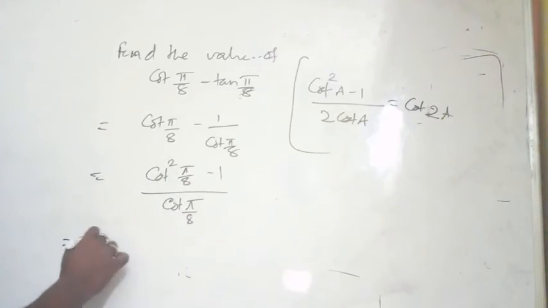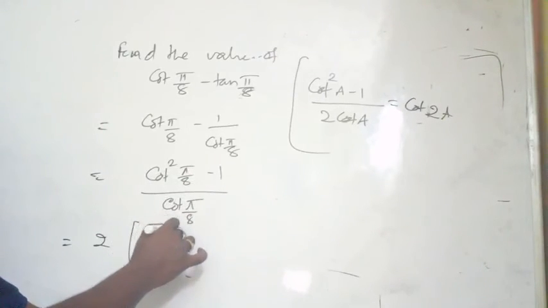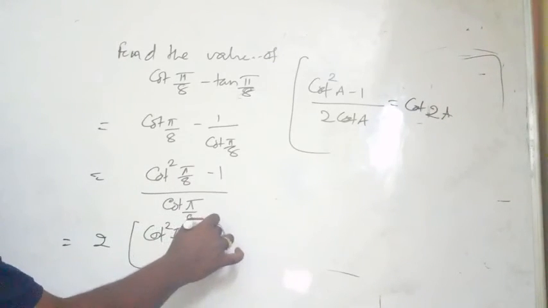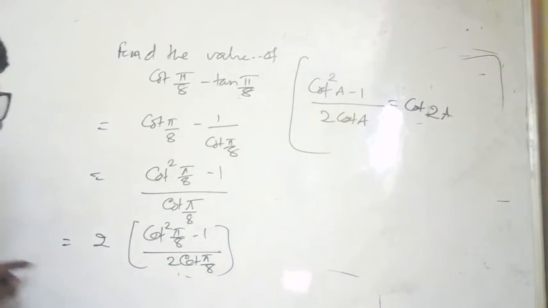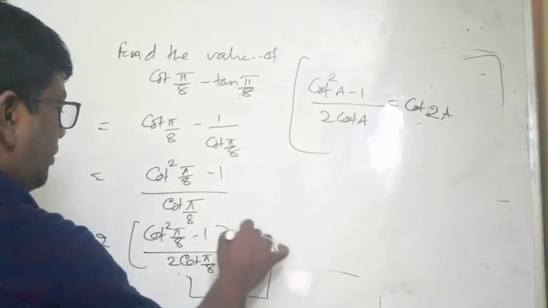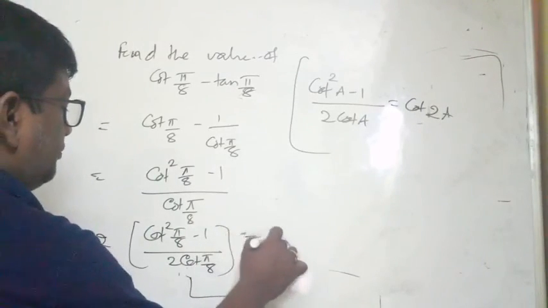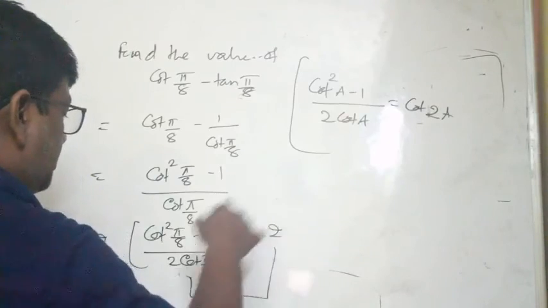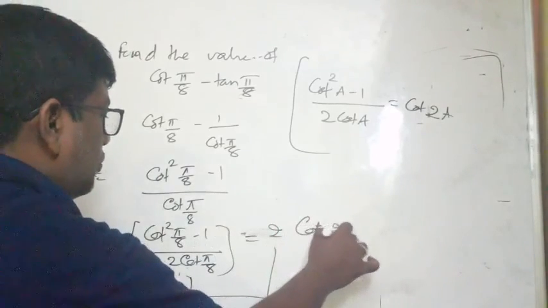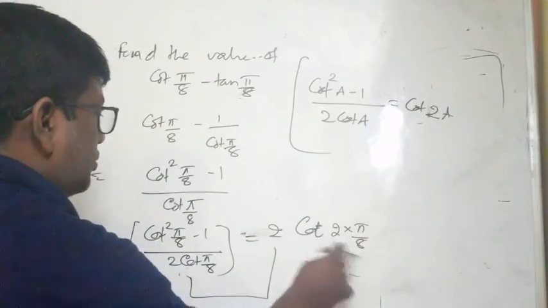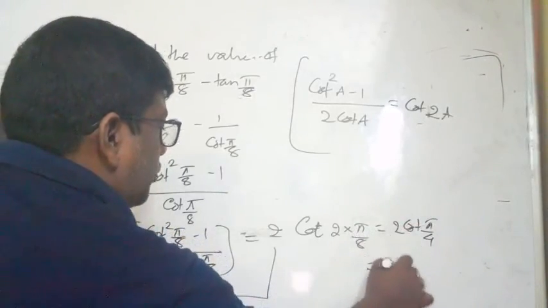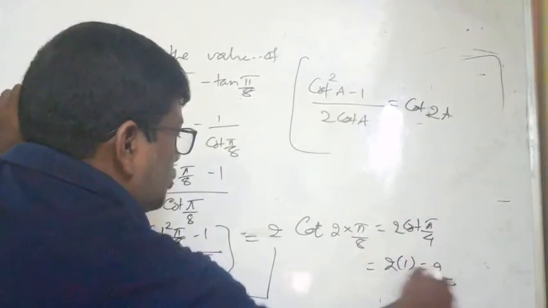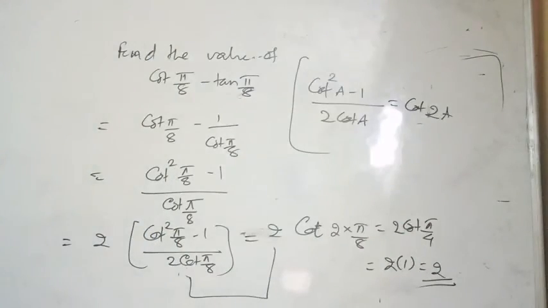Here cot square A minus 1 by cot A is present, so multiply and divide by 2. 2 into this is equal to cot square pi by 8 minus 1 divided by 2 into cot pi by 8, and this is the formula for cot 2 theta, with 2 remaining as it is. Theta is pi by 8, so this is equal to 2 cot pi by 4. Cot pi by 4 means 1, so its value is 2. So the final answer is 2. Okay. Thank you. Have a nice day.